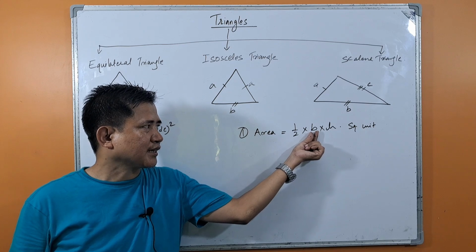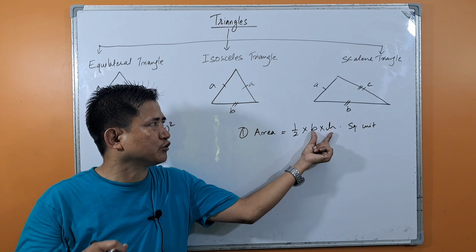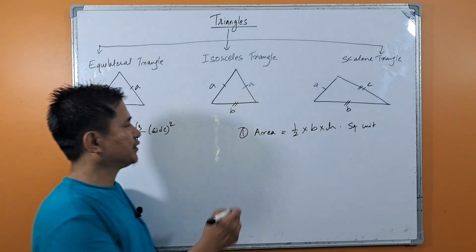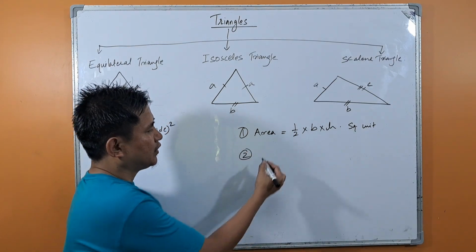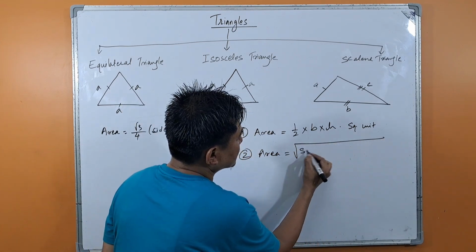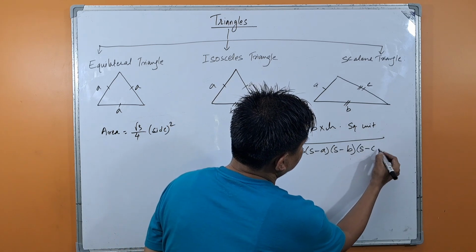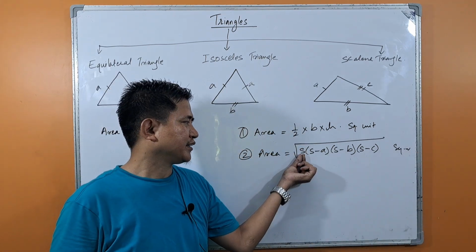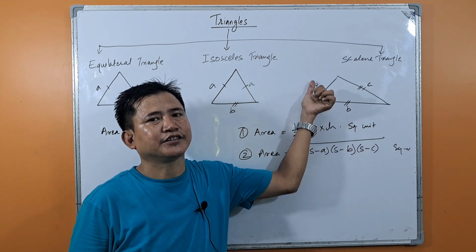If the base and height of a triangle are known to us, we can use this formula to find the area of any of these three kinds of triangle. But if base and height are not given, then we use Hero's formula. The area of a triangle using Hero's formula is root under s minus a, s minus b, s minus c square units. This is called Hero's formula, and here s is the semi-perimeter of the triangle. a, b and c are the different sides of the triangle.